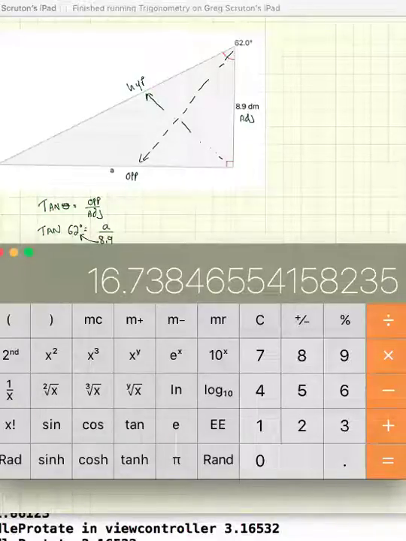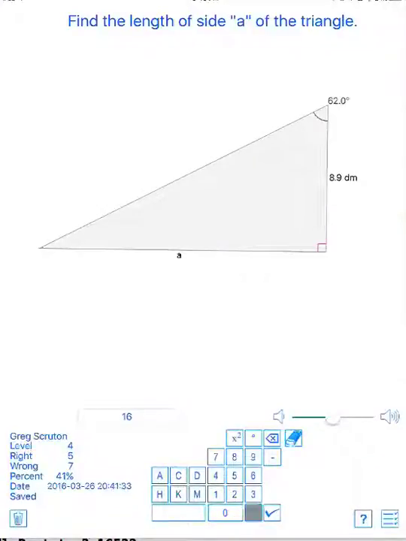So back into the program. So 16.738 decimeters. Space DM. Like that. And then click the check button to check to see if we're right.